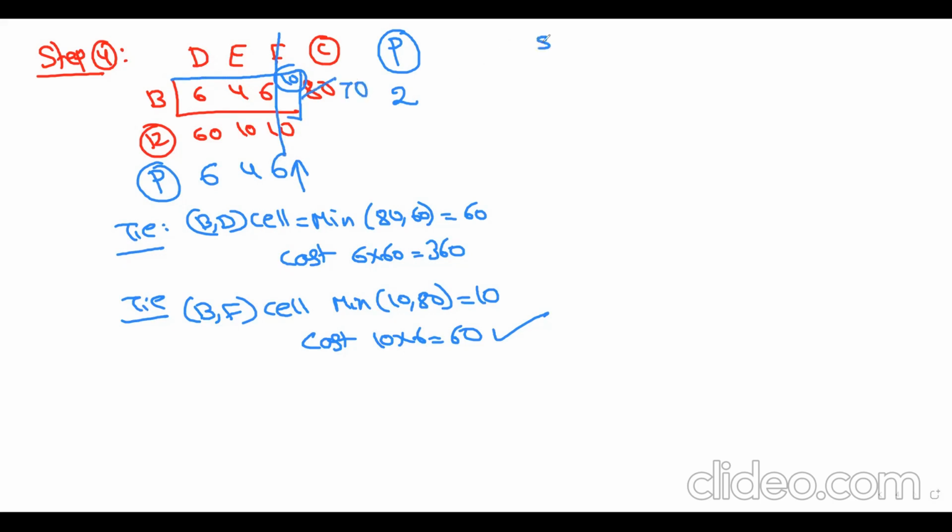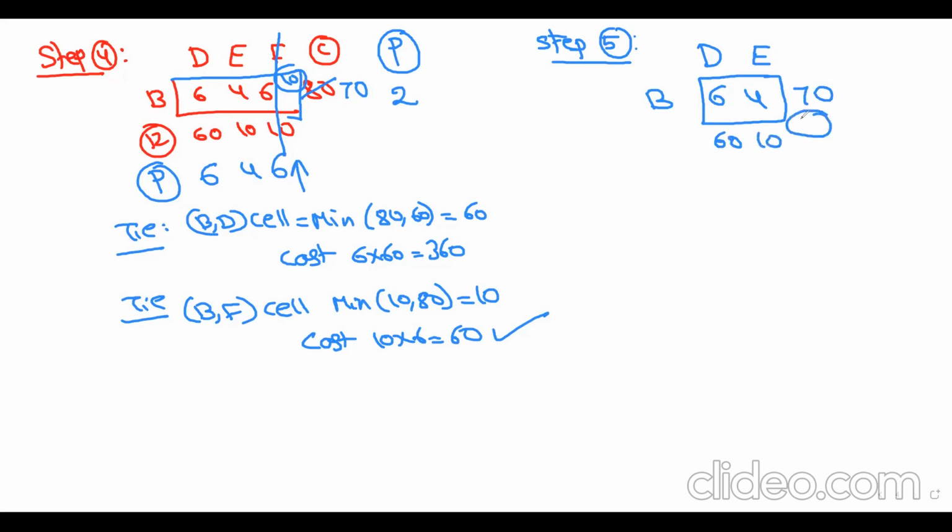Now step 5. The new reduced matrix has D, E, and here I have B. 6, 4. And here I have 70. 60 and 10, 60 plus 10, how much? 70. And again, I have to find the penalties. Penalty is the difference between the least and next least element of the cost. 6 and 4, penalty is 2 here. And here we have only 6, and here only 4. The highest penalty is 6.